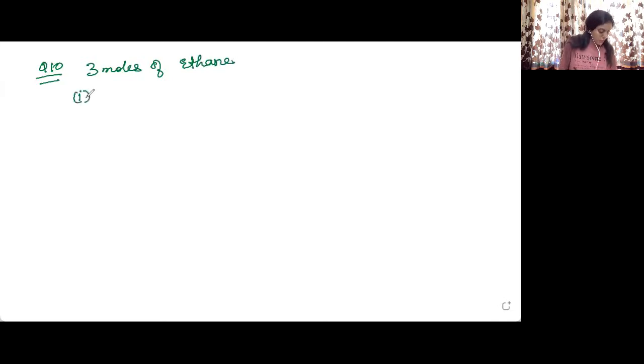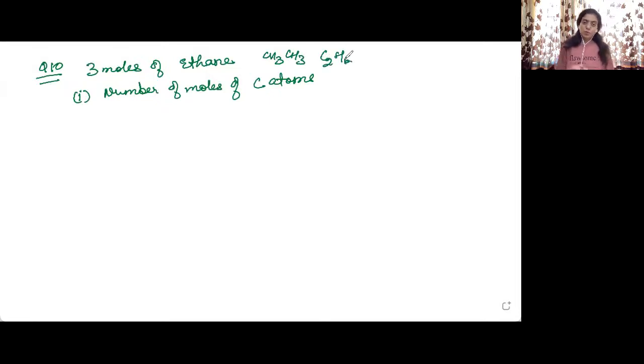The first part is we need to tell what is the number of moles of carbon atoms in 3 moles of ethane. We need to tell the total number of moles of carbon atoms in ethane. For that, first of all, we need to know the formula for ethane. It is CH3CH3, or I can write it as C2H6. Both ways are right.